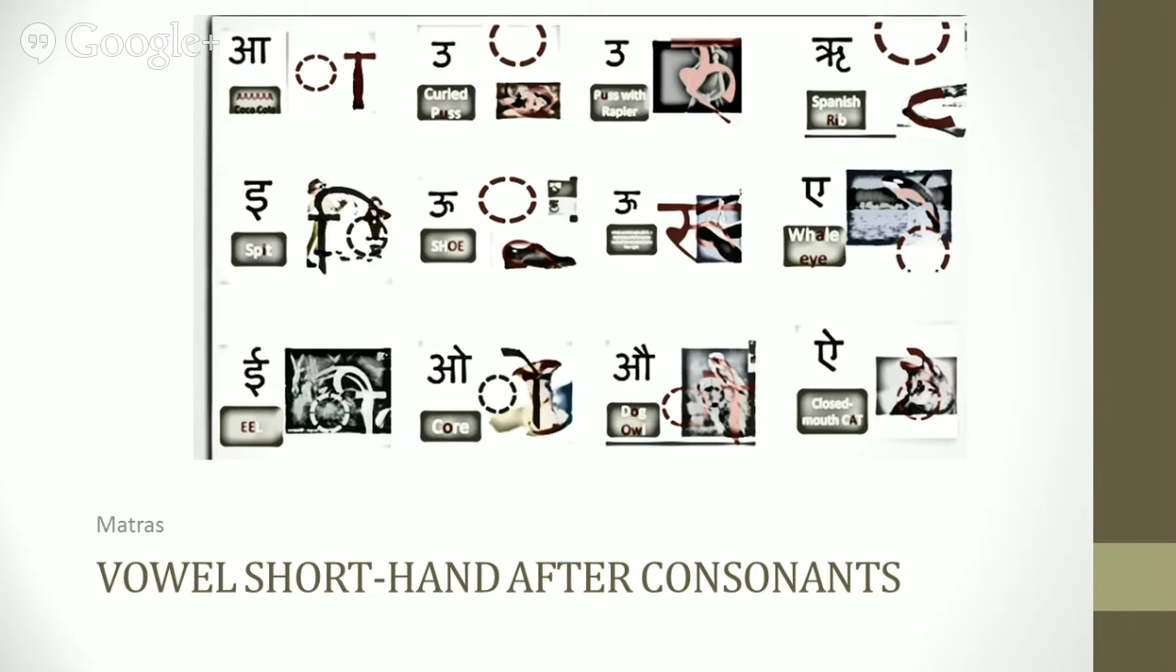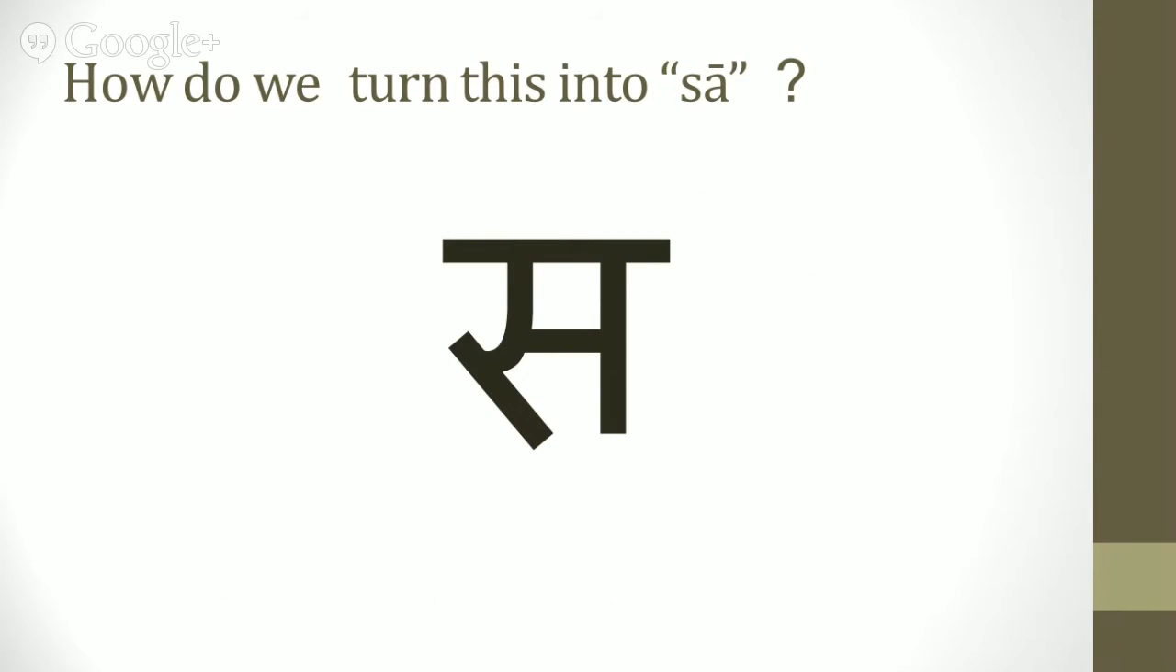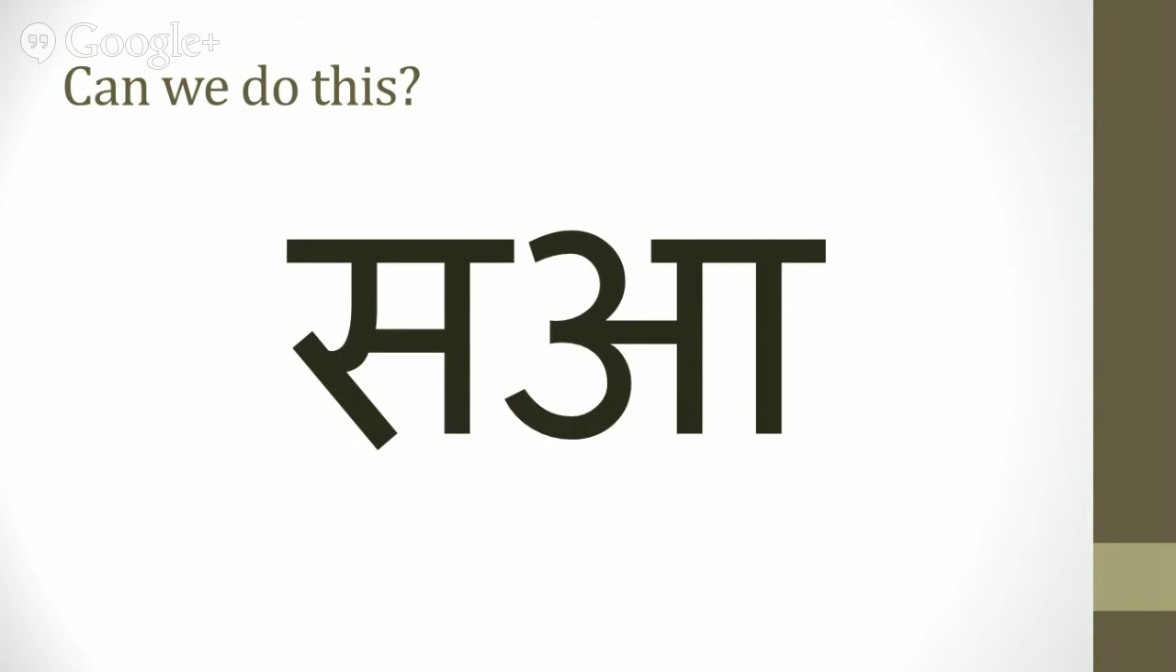So now we're going to talk about a very important topic. We said we're going to discuss the shorthand forms of vowels when they come directly after consonants. And these are called matra. So how do we turn this, which is sa'a, into sa? How do we do that? Can we do this? No, we can't do this. And why?